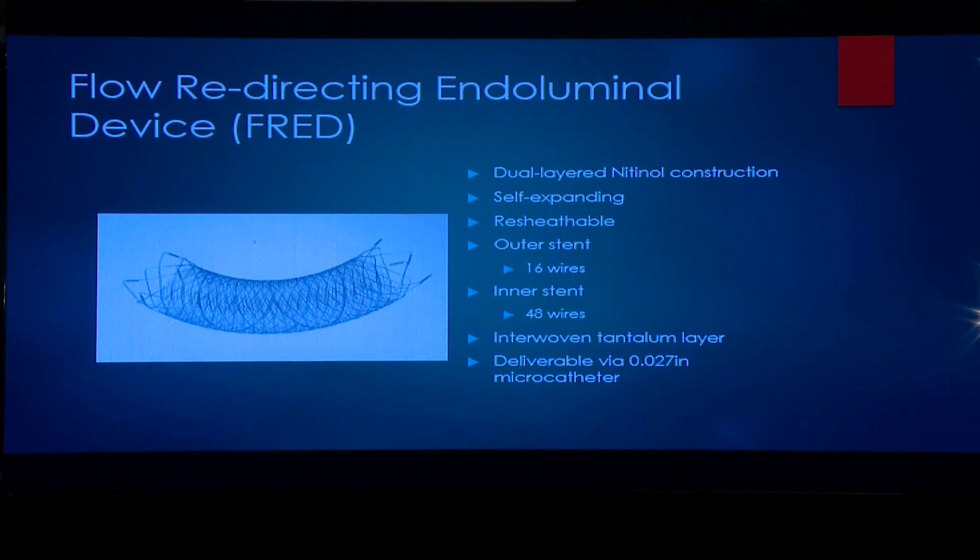The outer stent, which is comprised of 16 wires, is designed to serve as a scaffold to increase wall apposition without sacrificing navigability, particularly in the setting of tortuous vessels. The inner low porosity stent, which is 3 millimeters shorter than the outer stent, is the one that achieves the flow diversion, and the two layers are woven together by two tantalum wires to increase visibility.